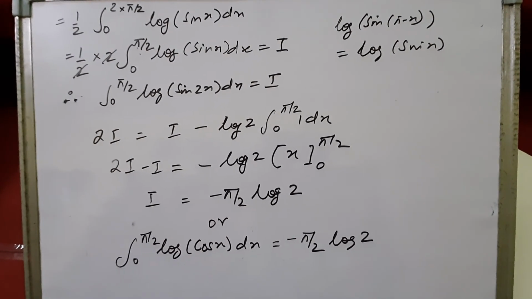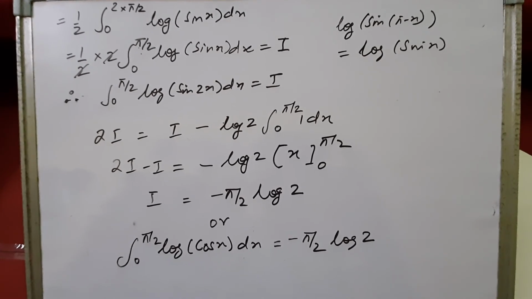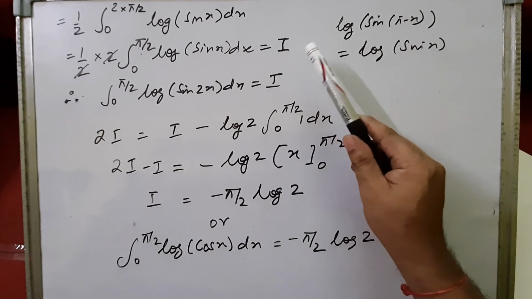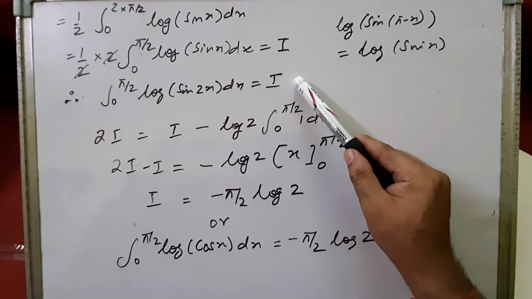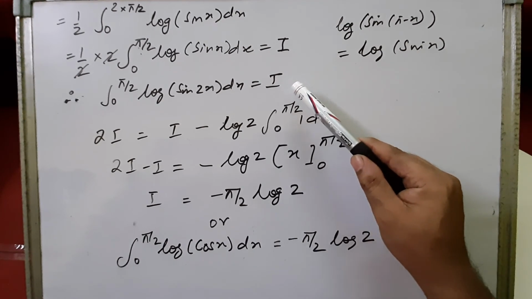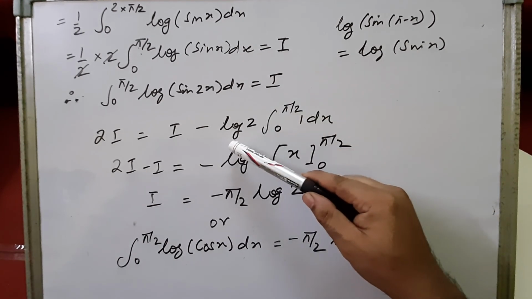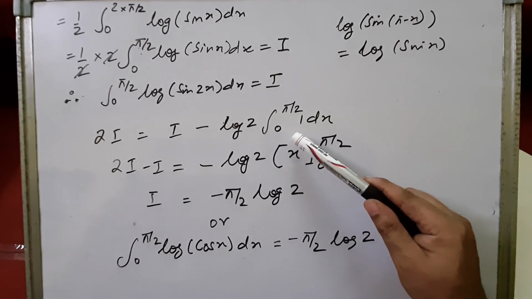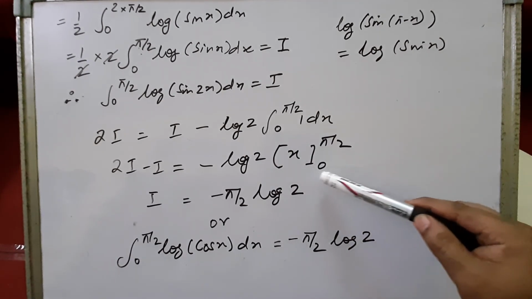I, because after applying the property in the second step, the integral from 0 to pi by 2 of log cos x can be written as the integral from 0 to pi by 2 of log sin x dx. Okay, so it will be I. Now finally we have got the value of the integral from 0 to pi by 2 of log sin 2x dx as I. Now substitute the value of this term here. 2I equals I minus log 2 times the integral from 0 to pi by 2 of 1 dx. It will be x from 0 to pi by 2.